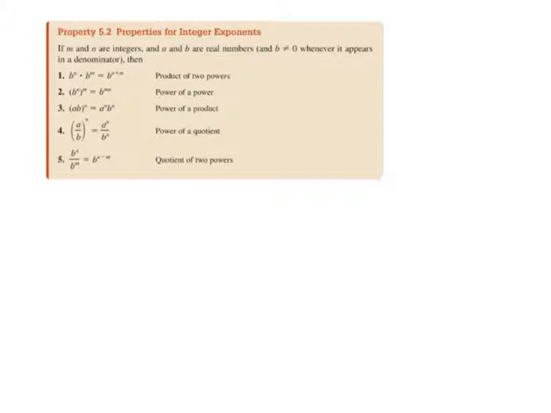The first one is product of two powers. That's whenever you have two like bases, we add the exponents. Second one is power of a power, where exponents get multiplied. Third one is the distributive property of exponents. Fourth one just gives information about how to do a fraction raised to an exponent. And then the fifth one we're going to focus on here first. This is when you have a quotient, you're going to subtract the exponents.